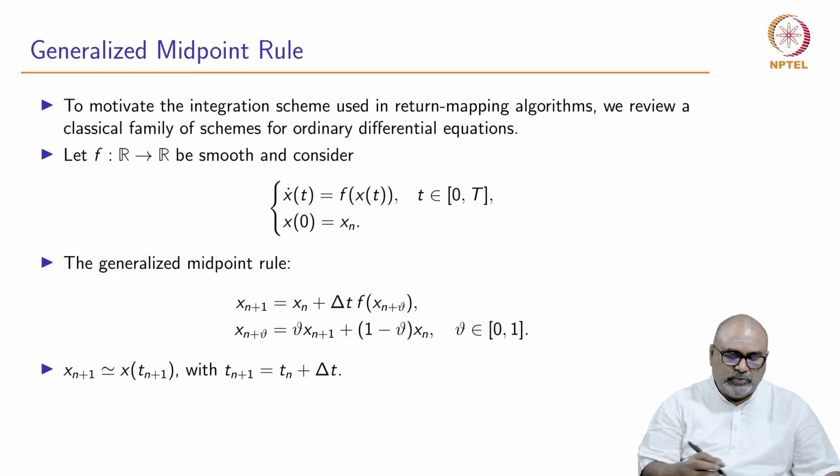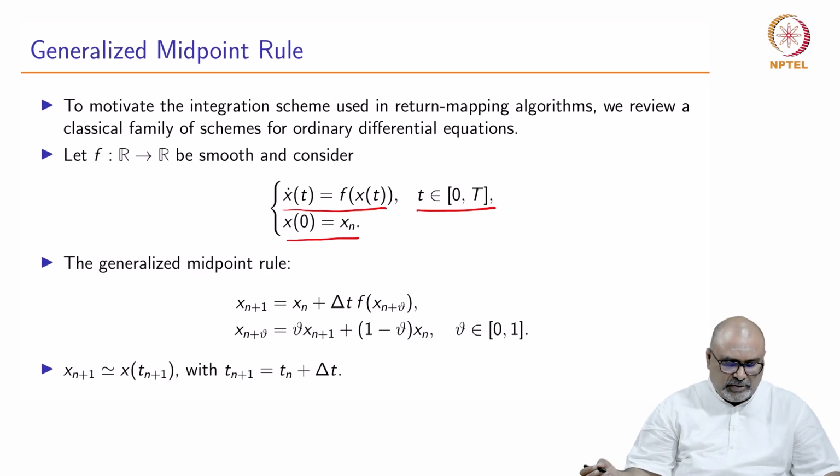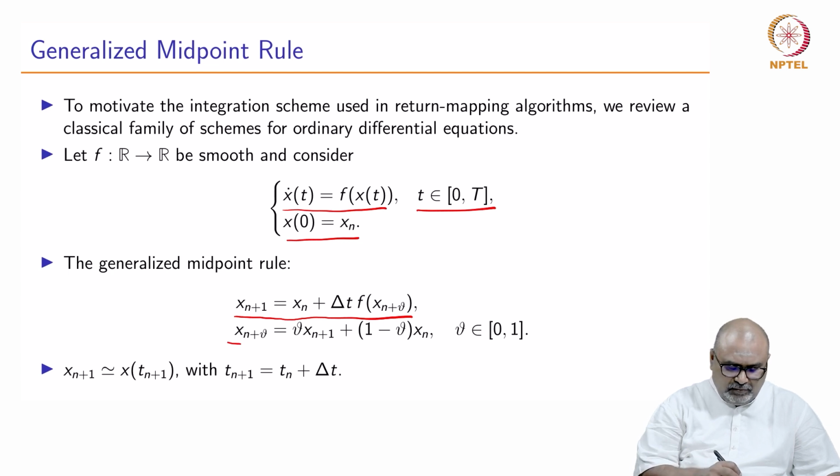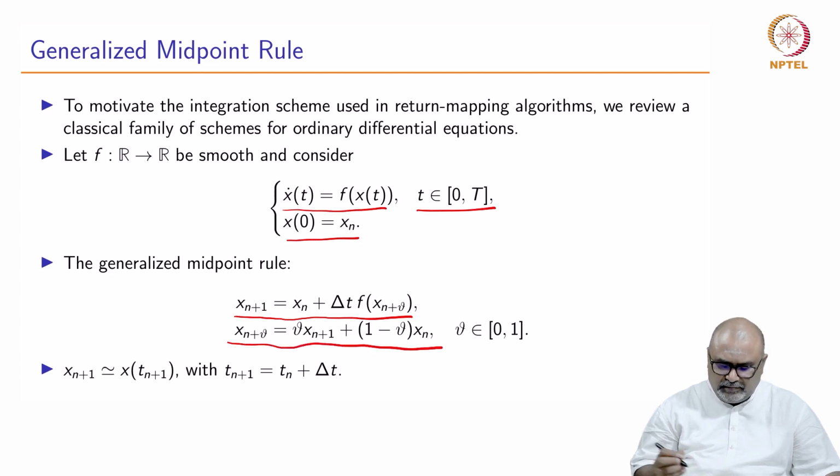Let f be a smooth function and let us consider x dot of t is f of x comma x of t, where t belongs to (0, T) and x of 0 is equal to x_n is the initial point. Now, one can use a time integration scheme of the form x_{n+1} = x_n + Δt f(x_{n+v}), and so x_{n+v} = v x_{n+1} + (1 − v) x_n.